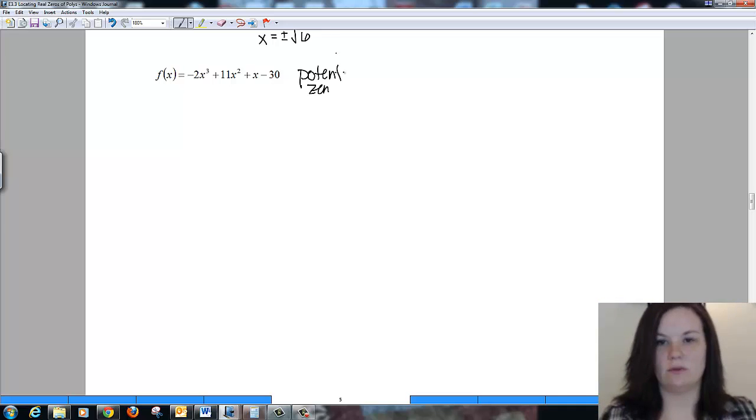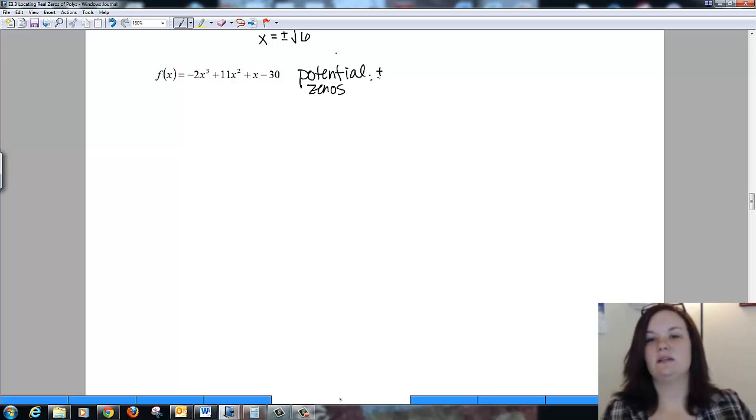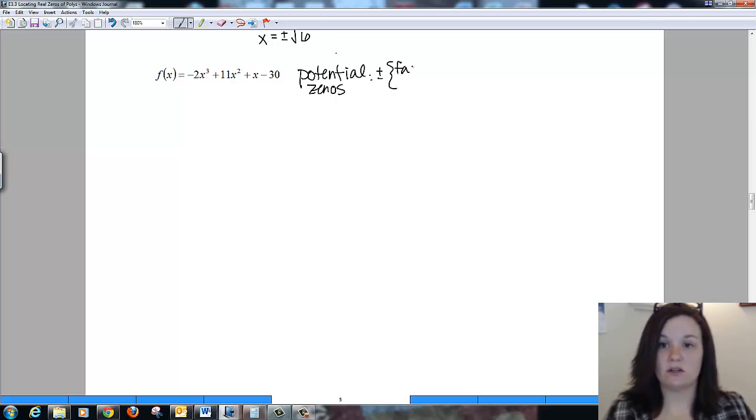Let me spell potential zeros. I'm doing plus or minus the factors of my constant term, so I'm going to put here factors of 30. It could be negative 30 or positive, it doesn't matter, 30 and negative 30 have the same factors, all over the factors of my leading coefficient, which here is 2.